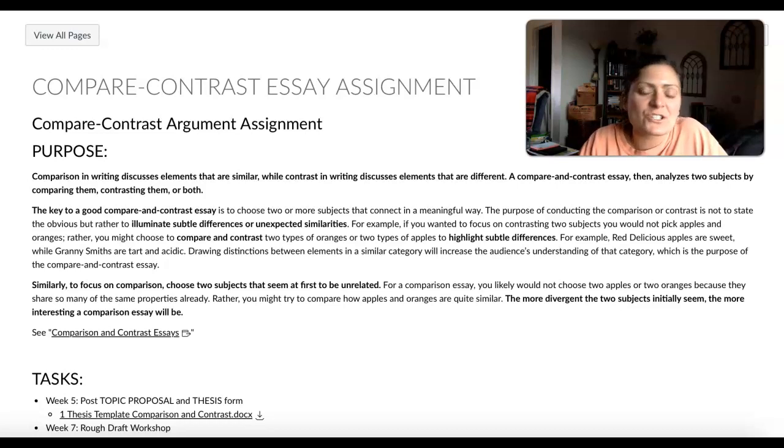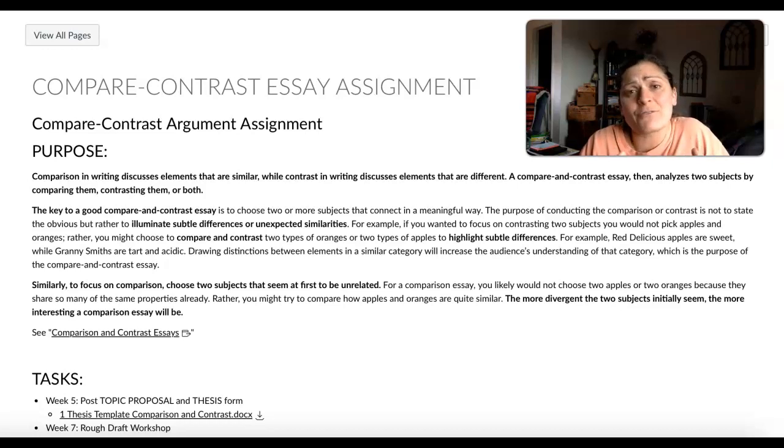The purpose of this assignment is to practice a kind of argument that you do in your everyday life, as well as in academia and in the professional world all the time. A compare and contrast argument is probably something you've done yourself when you were trying to decide what school to attend or what car to buy. You lay out the pros and cons of the choices in front of you, and then, based on that, make your choice.